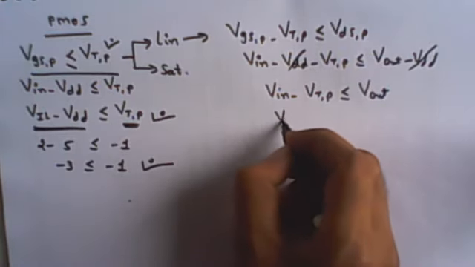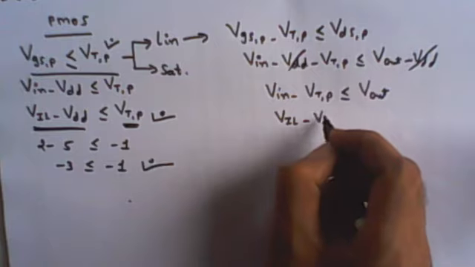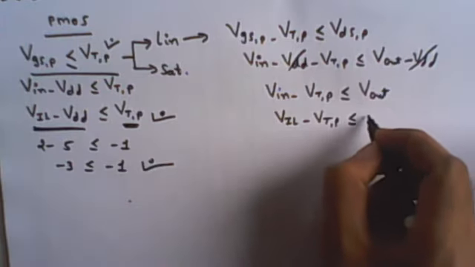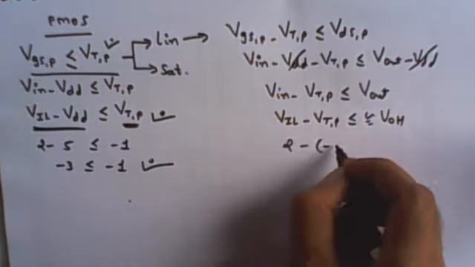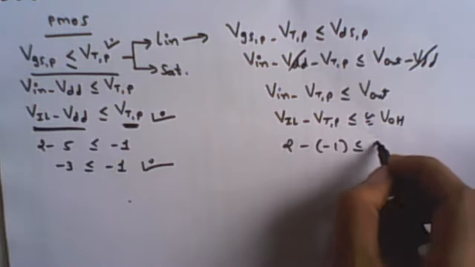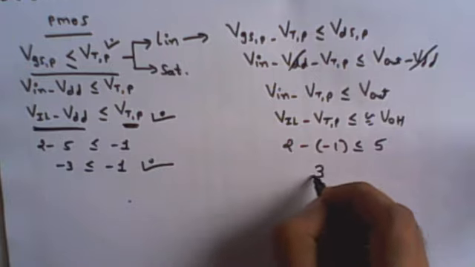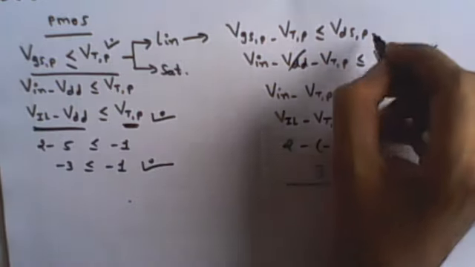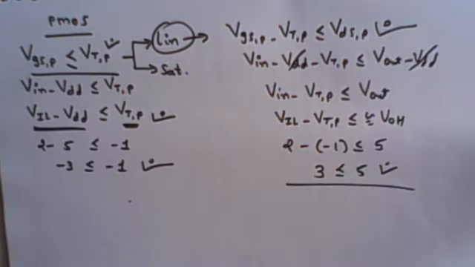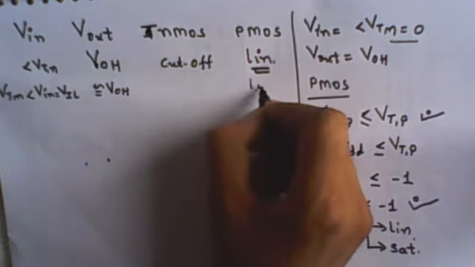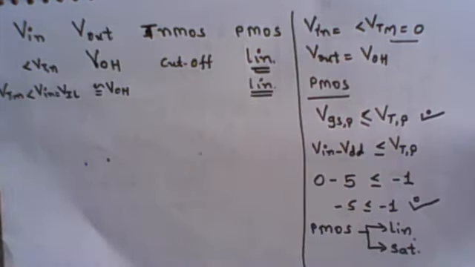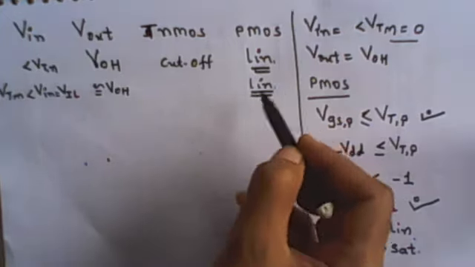Input is VIL, and Vout is near about VOH. Let me substitute the values. Is it less than or equal to VOH, which is 5 volts? Here 2 plus 1 is 3, less than or equal to 5. This condition is satisfied. That means the PMOSFET operates in the linear region. So whenever Vin is equal to VIL, the PMOSFET continues to operate in the linear region. Whenever the input is logic 0, at that time the PMOSFET is operating in the linear region.